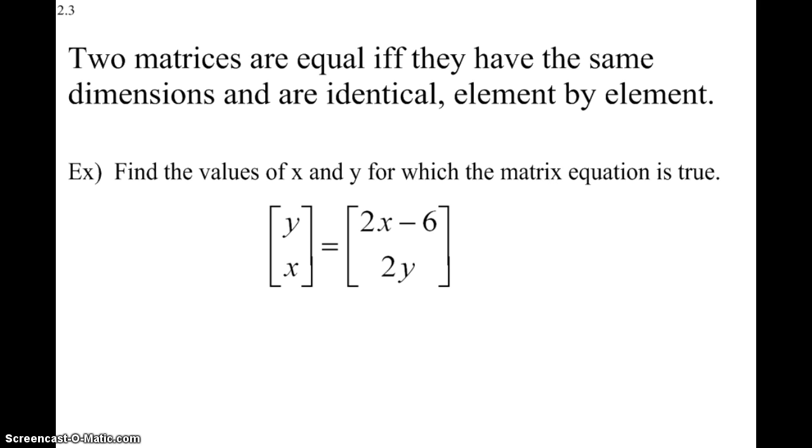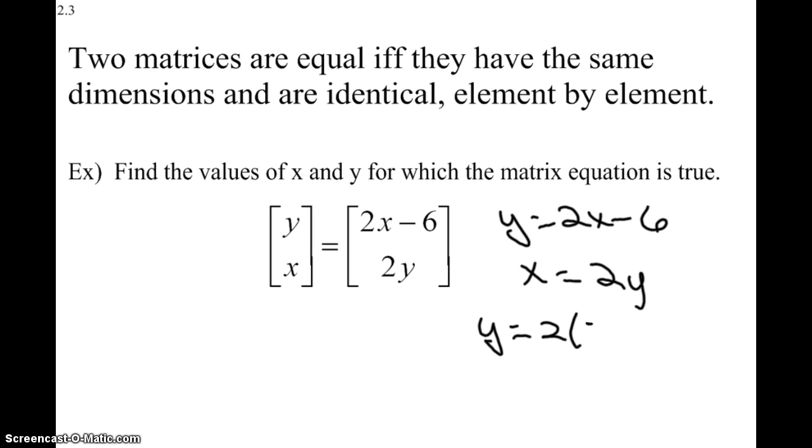Find the values of x and y for which the matrix equation is true. To do this, we simply say y is equal to 2x minus 6, and then again we write x equals 2y. Oh, I've got two variables, two equations, so I have a system of equations, and I use substitution. I think the way that I would go about this is simply put y equals 2 times 2y minus 6. I plug the 2y in for the x and then solve for y.